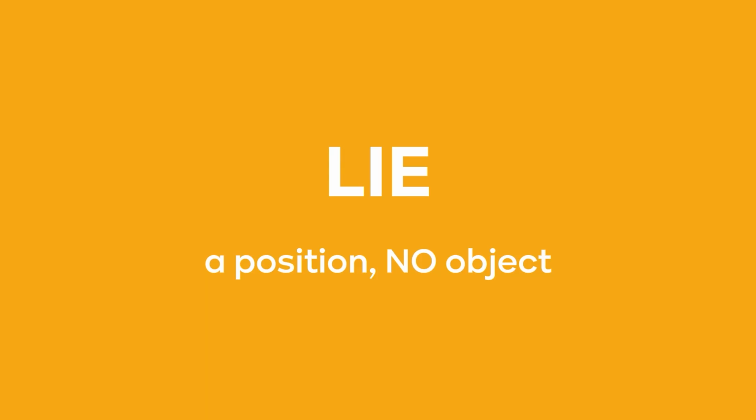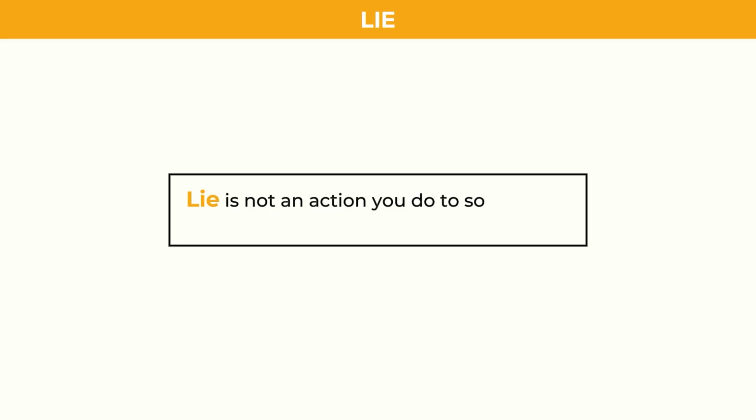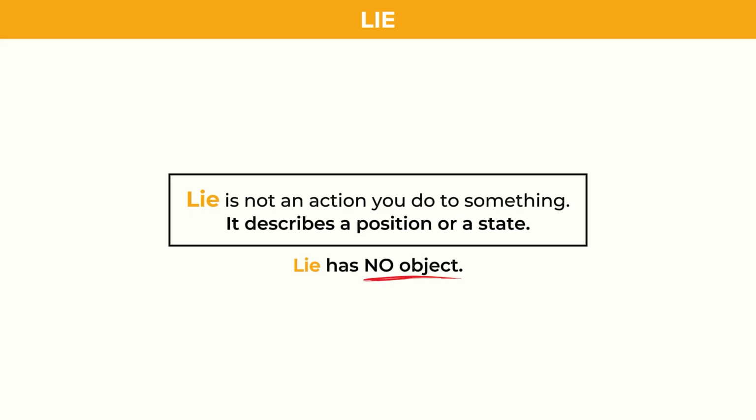Lie, a position, no object. Now let's look at the verb lie. Lie is not an action you do to something. It describes a position or a state. Lie has no object. No one puts anything.